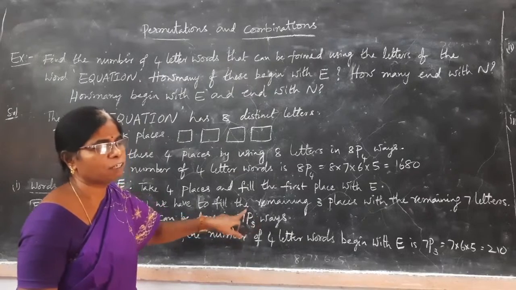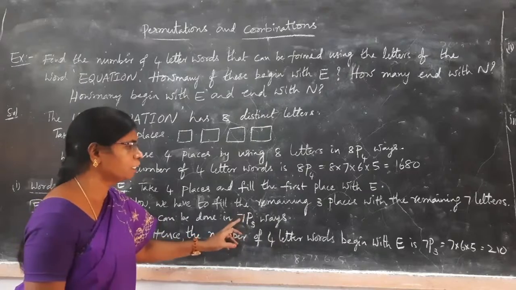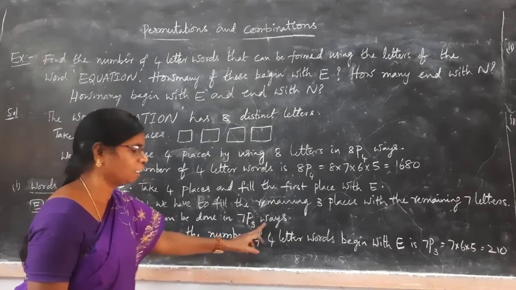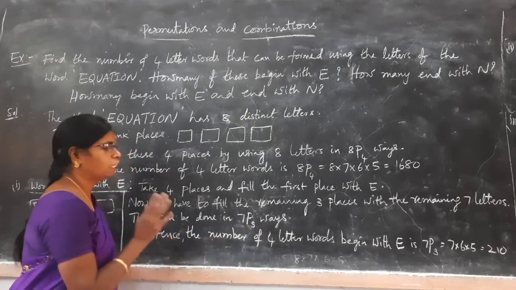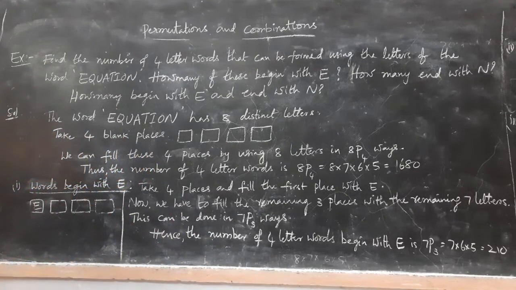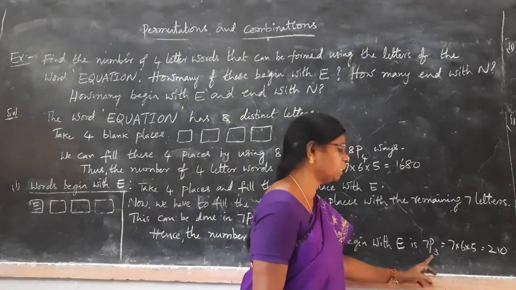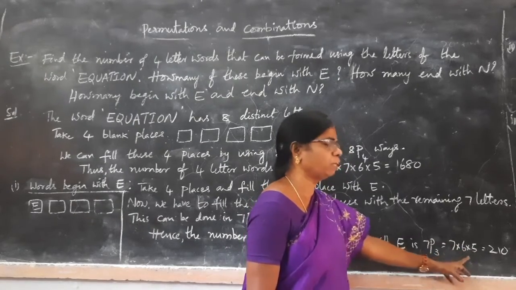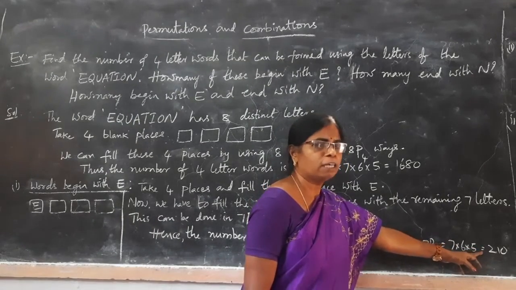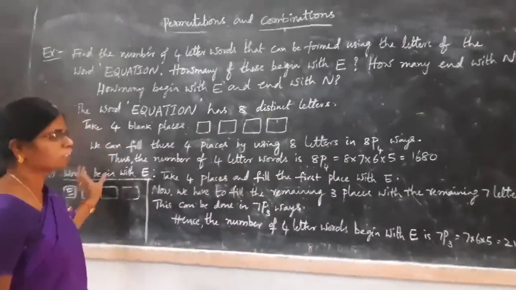How many ways? Taking 3 from 7 and permuting, arranging. That can happen in 7p3 ways. Hence the number of 4-letter words that begin with E is 7p3. 7p3 means 7 into 6 into 5, that is 210. Okay. This is the number of words that begin with E.